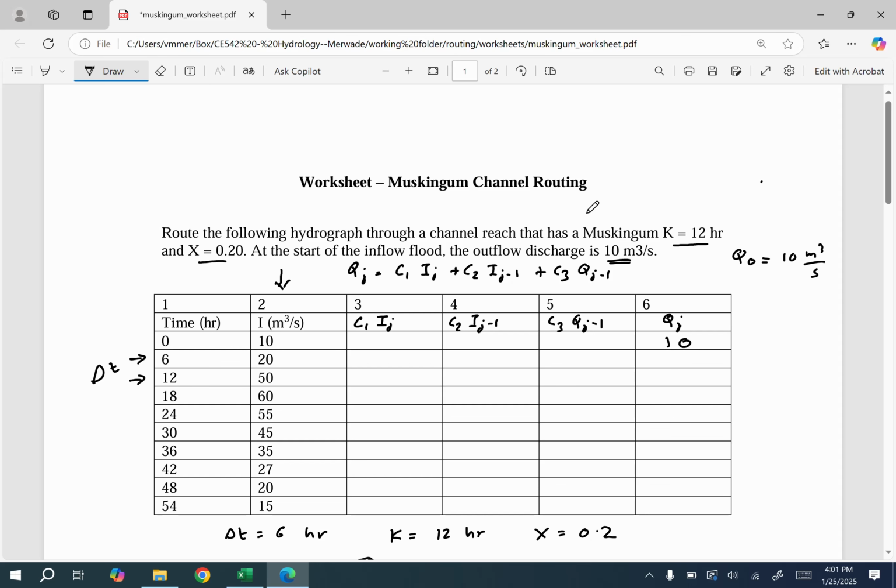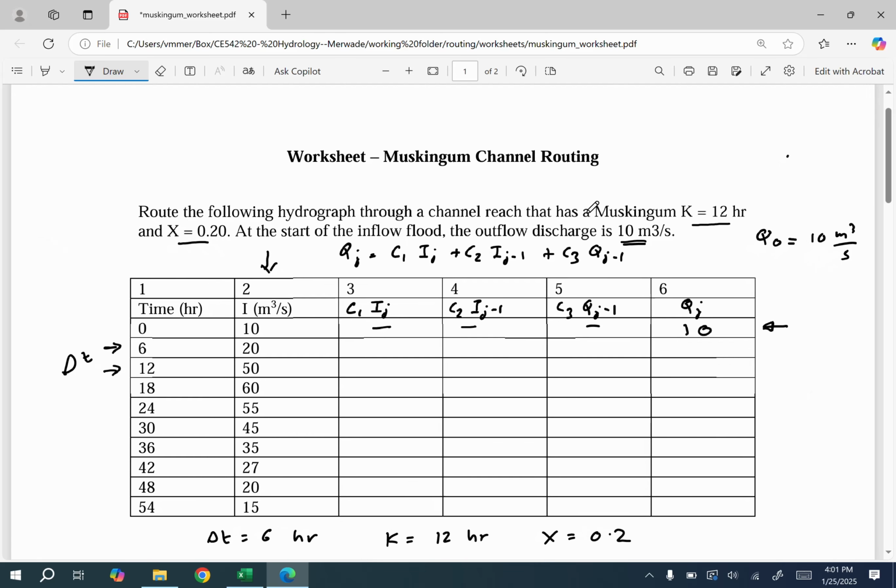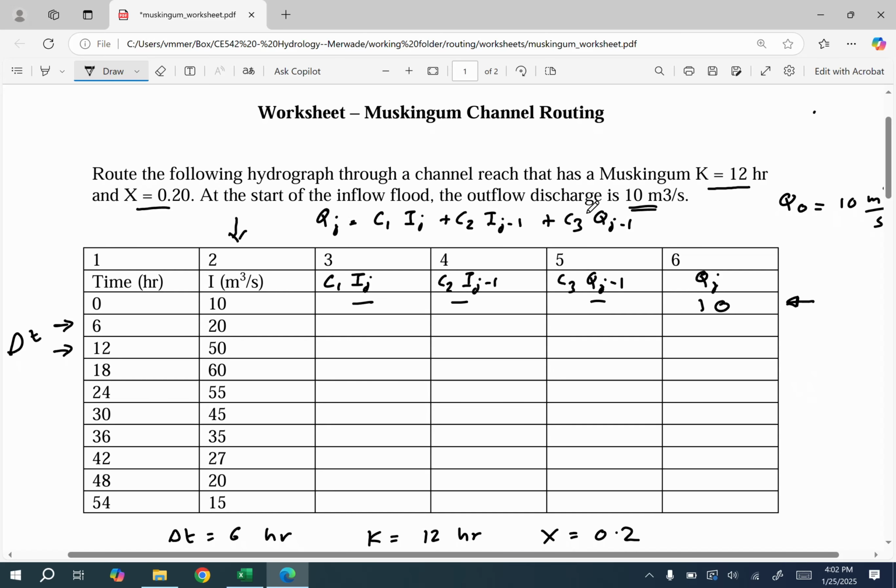Since our Qj for t equal to 0 is done, we will not do anything for this row. I'll just put a dash here. And here C1 times Ij, our C1 is 0.048 times Ij, which is 20, and that comes to about 0.96. So 0.96 is our value for this row. C2 times Ij minus 1. So for Ij minus 1, we will use the previous row, which is this. So I'll just do an arrow here.